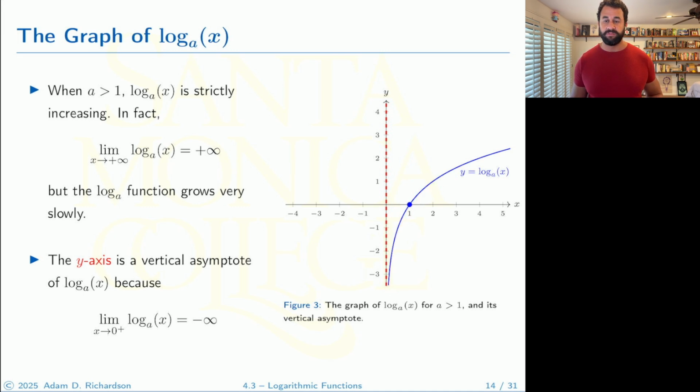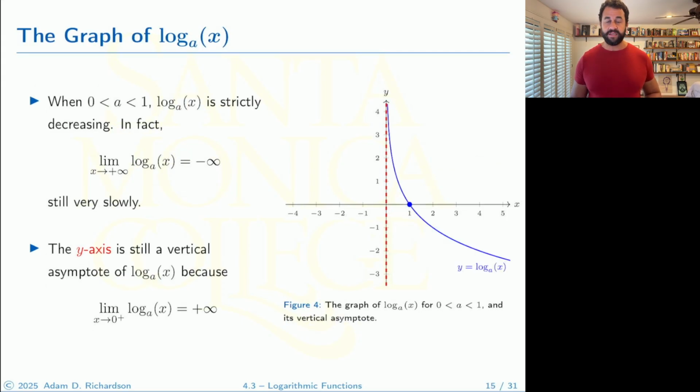So by definition, that is a vertical asymptote when x is equal to 0. Now, if a is between 0 and 1, this is what the graph looks like, just like so. So now it's strictly decreasing. It will go to negative infinity just very slowly. The y-axis is still a vertical asymptote for the same reason as before. And that's it. So it's just kind of swooping down like so.